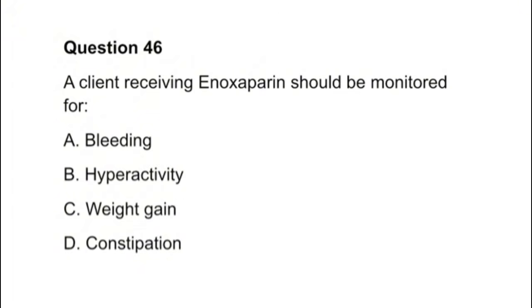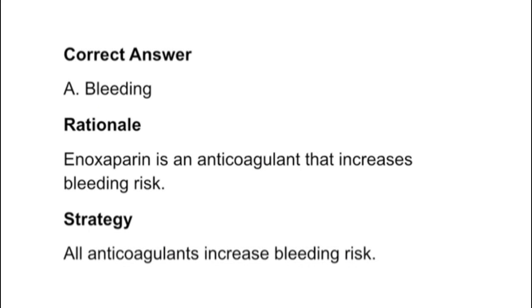Question 46. A client receiving enoxaparin should be monitored for A. Bleeding. B. Hyperactivity. C. Weight gain. D. Constipation. Correct answer. A. Bleeding. Rationale. Enoxaparin is an anticoagulant that increases bleeding risk. Strategy. All anticoagulants increase bleeding risk.